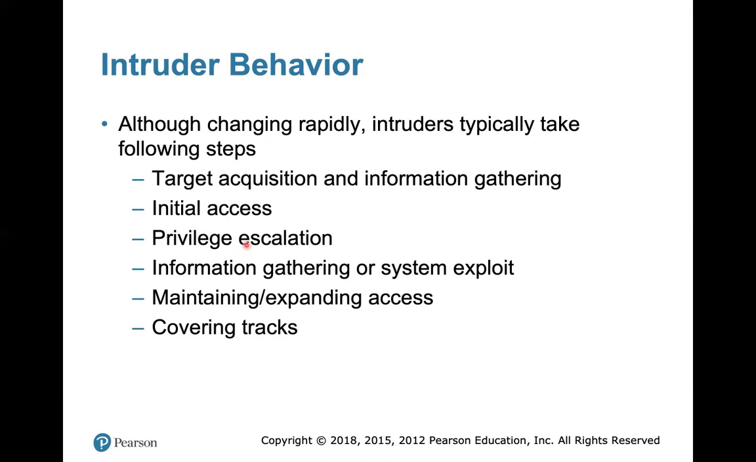So, which is called privilege escalation. The system gives me some level of access, but of course, as an intruder, I'm not satisfied with that. I would like to expand that level of privileges and access some other resources in that system. This is the third step or third thing that we see in the behavior of an intruder.